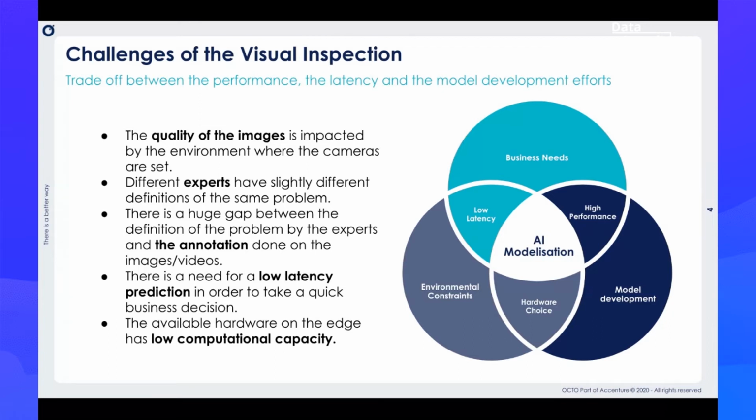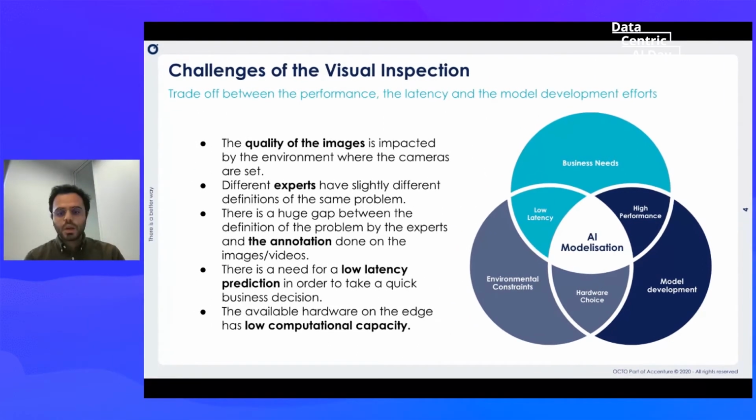So those constraints work together, but the central part of it is the data. Because if you are spending a lot of time building your model, if you are spending a lot of time having the wrong annotation on your data, you will have an issue. So this is why the quality of the images is very important.